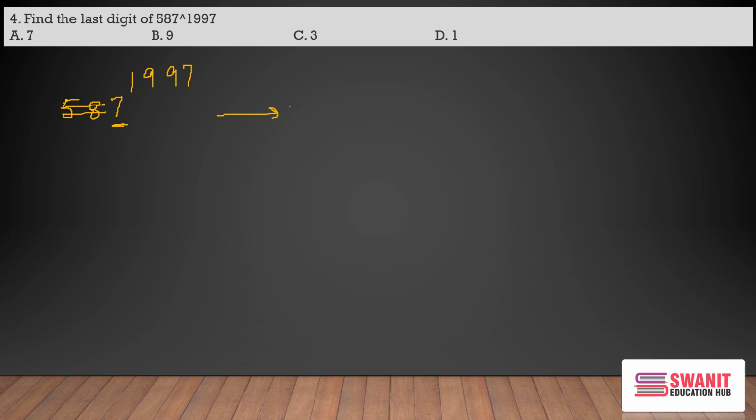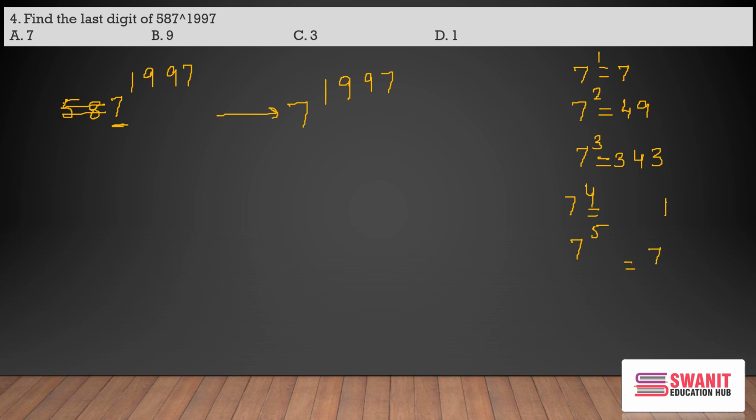So it should ideally be 7 raised to the power 1997. What we do is write powers of 7: 7 to the power 1 is 7, 7 to the power 2 is 49, 7 to the power 3 is 343, 7 to the power 4, I don't know what the value will be, but definitely the last digit will be 1. Similarly, 7 to the power 5, my last digit will be 7. 7 to the power 6, my last digit will be 9, and so on. So when you look at the pattern, it is 7, 9, 3, 1.